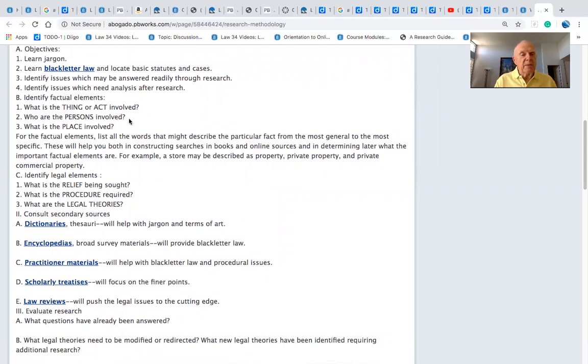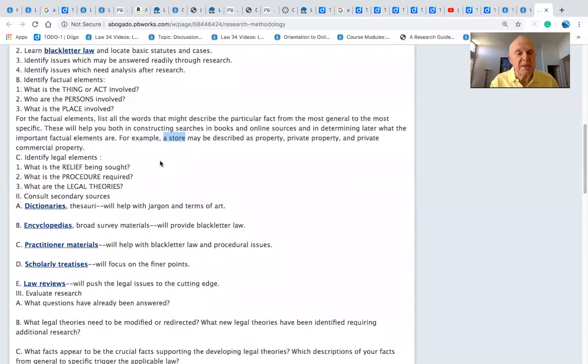Then for the factual elements, a good thing to do is to list all the words that describe the particular fact from the most general to the specific. This will help you in doing your secondary research with secondary sources. For example, if you have a topic and you're looking at a store that may be too general, then you expand your research to property, private property, private commercial property. For example, if you're doing it on slip and fall, one of the areas of the law in the indexes is not under slip and fall, but under premise liability.